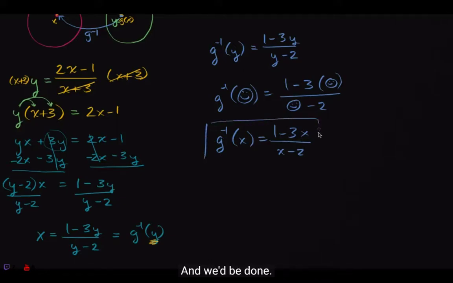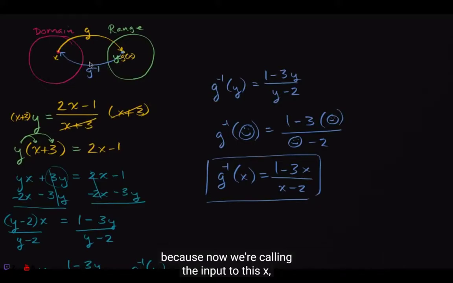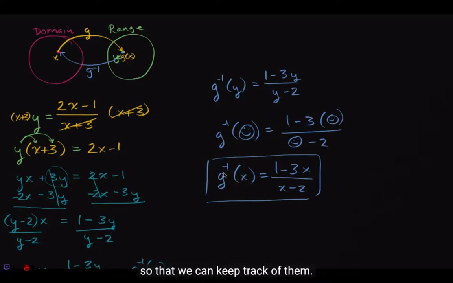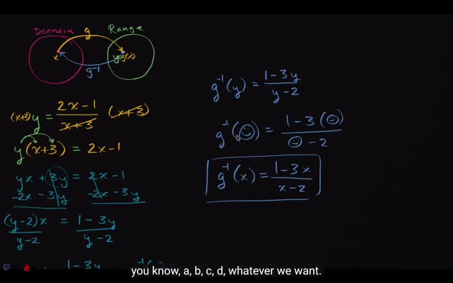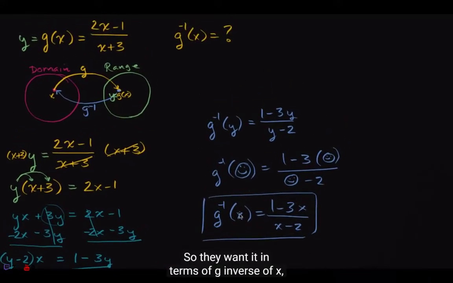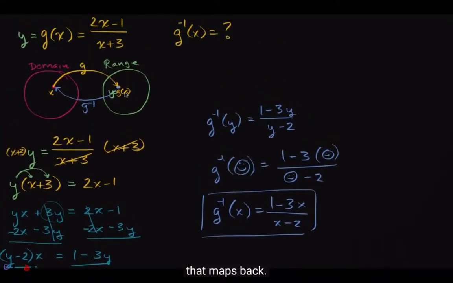And we'd be done. Now I really want to point out, you might say, well, this is confusing because now we're calling the input x. Well, we normally associate y with the variables in the range. That's true, but you have to remember these variables are just labels that we apply to things so that we can keep track of them. They're just what we call the input. We could call the input into the inverse function x, smiley face, y, a, b, c, d, whatever we want. So they want it in terms of g inverse of x. So we're going to define the input as x, whatever we input into it. And so this is going to be the expression that maps back.